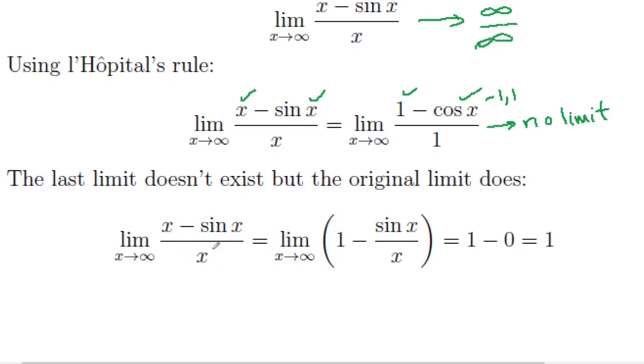If I take the original fraction and break it into two fractions, x over x minus sine x over x, I'll get x over x equals 1 minus sine x over x. Because sine x is stuck between -1 and 1, and as x goes to infinity, that number over infinity will drop down to 0, and I'm left with 1. And that is the correct answer to this problem.